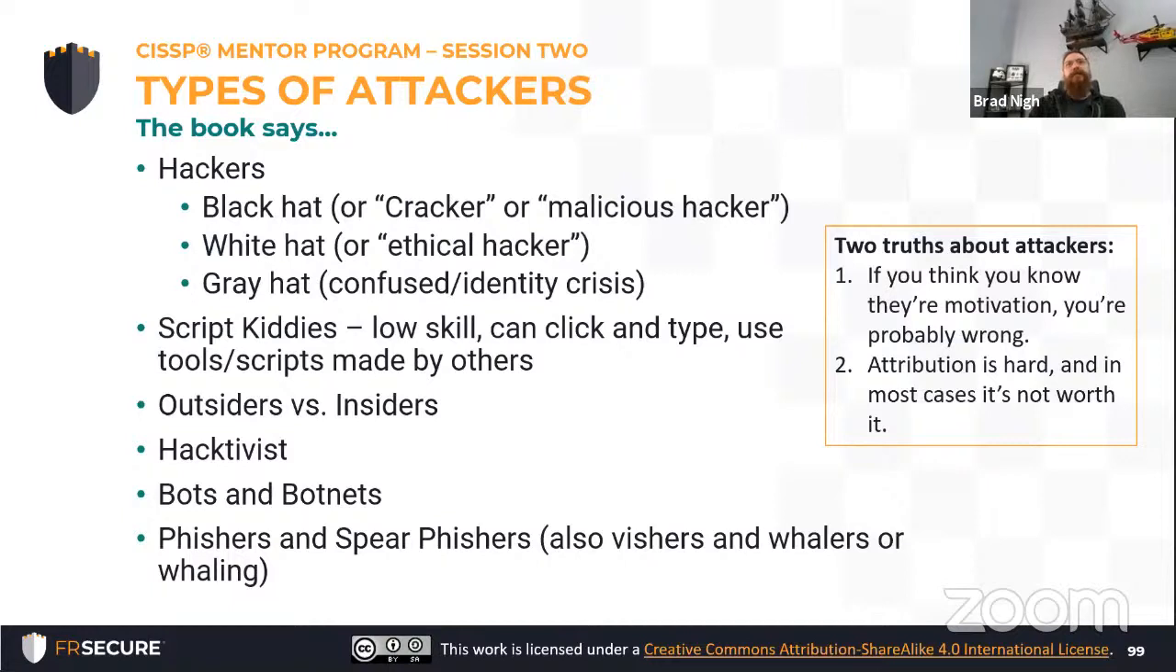Gray hat, well, maybe they do white hat for some things, but black hat for others, right? So maybe there's a particular company that they really don't like. Well, maybe they're a black hat for that, but then there's another company they really like. Well, they do white hat ethical hacking for them and just do responsible disclosure. So I know the difference between the three. Script kiddies, low skill. They're just basically clicking scripts that other people have done. Realistically, they're a threat, but they're not a significant threat compared to the black hat hacker.